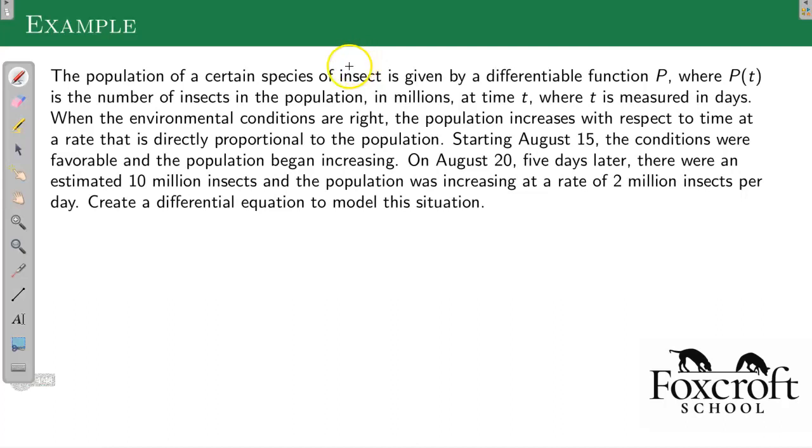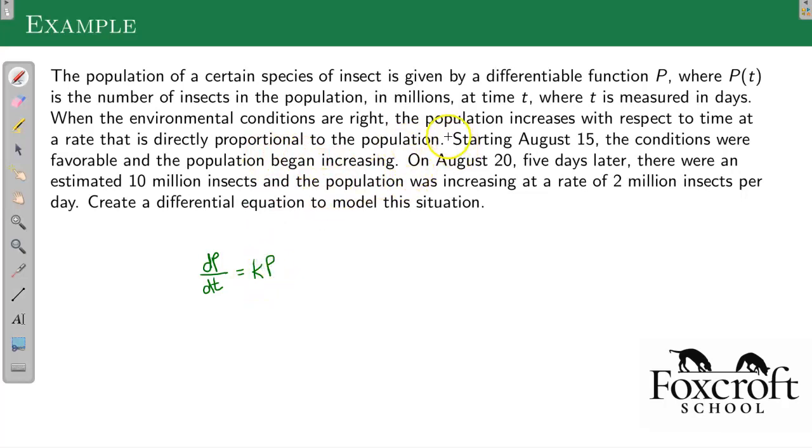All right, the population of insects is given. Again, you can read: P of t is the number of insects, and t is measured in days. The population increases with respect to time at a rate that is directly proportional to the population. So the rate of change of the population with respect to time is k times the population.